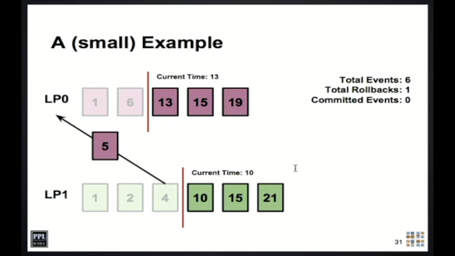However, what if in executing event 13, we created new events for the future? Those events also should have never been created, so we need to reclaim them, and they may have already left our processor. They may have already been sent elsewhere, and they may have already been executed. For example, what if event 13 is what actually created this event 15 down here, and while we're in the process of rolling back, LP1 has already moved past event 15?